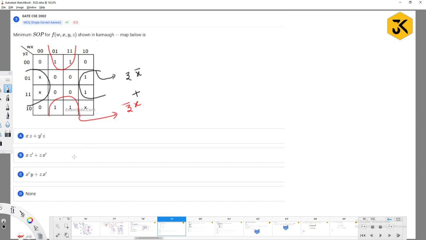Is there any such answer among the options? z bar x plus z x bar. Yes, option B is the correct answer.